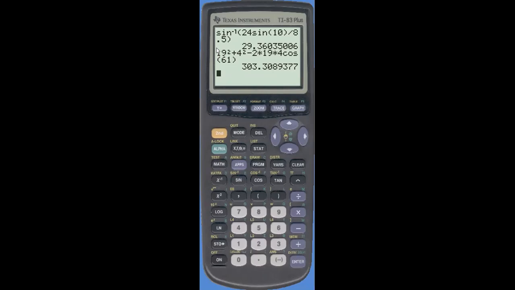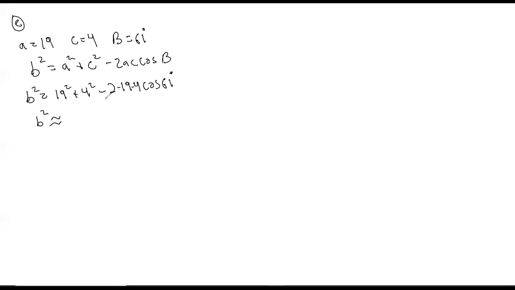So I'm going to take the square root of that again. The square root of 303.3 is going to give us 17.4 rounded to the nearest tenth. I'll show all that work on the whiteboard. So this was about 303.3. Then we take the square root of both sides. We don't have to do a plus or minus because this is geometry. This is trig. There's no negative side lengths. So B turned out to be about 17.4.